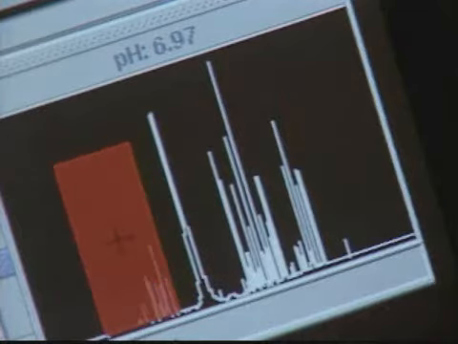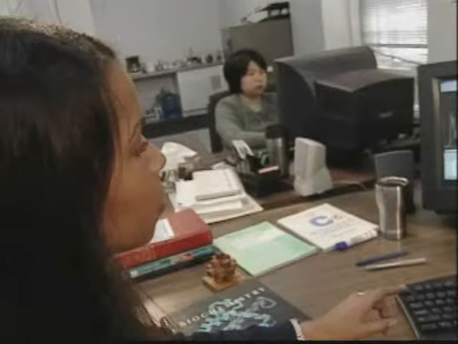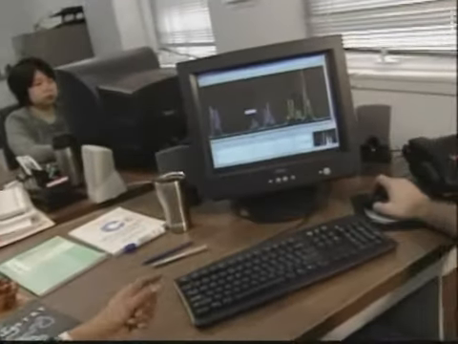Occasionally, the software will have difficulties quantifying just one compound out of 75. And so from the statistical analysis that I do, I'll determine which compounds need a bit more work.